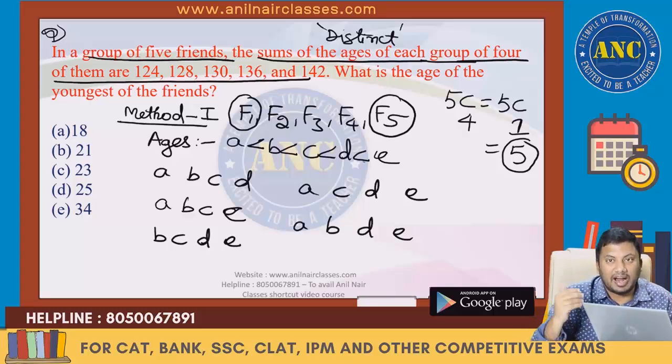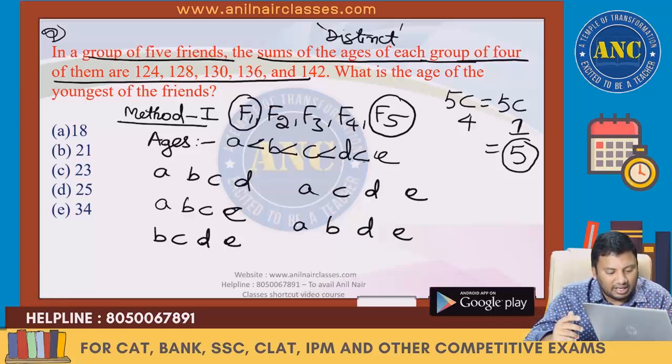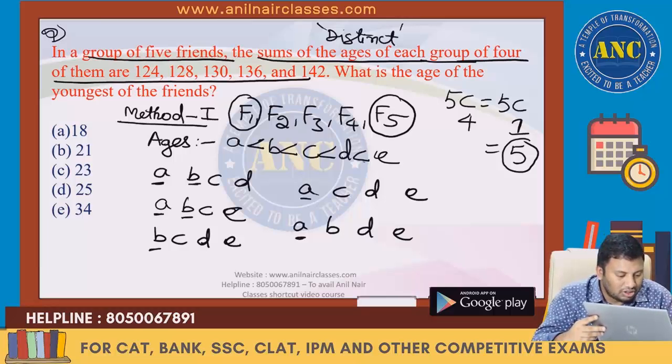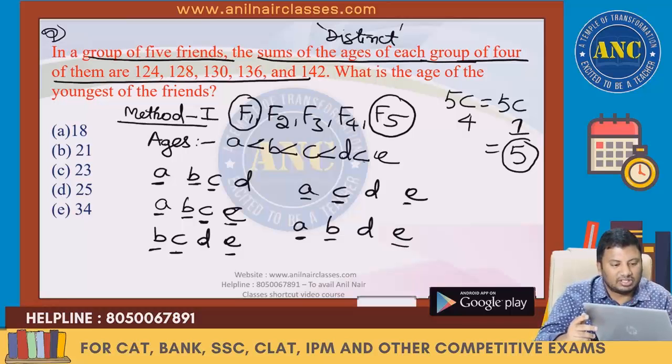Every value is added with another 4: A with B, A with C, A with D. A should come 4 times: 1, 2, 3, 4 times. B should come 4 times. C should come 4 times. E should come 4 times. So this is the sum of the ages of these 4.